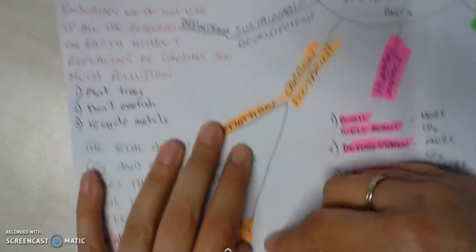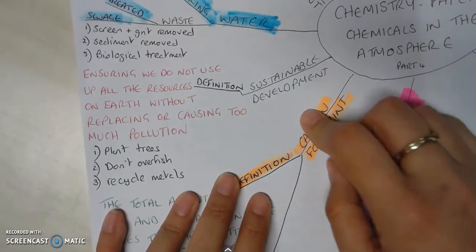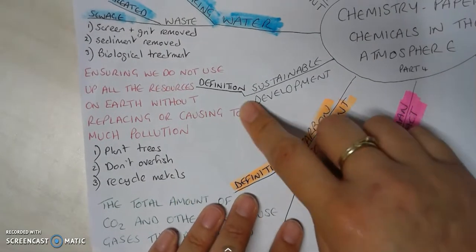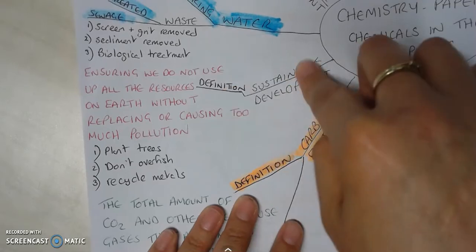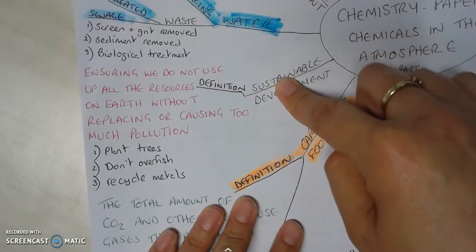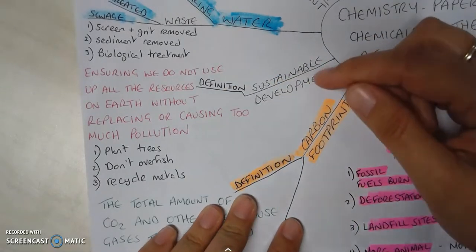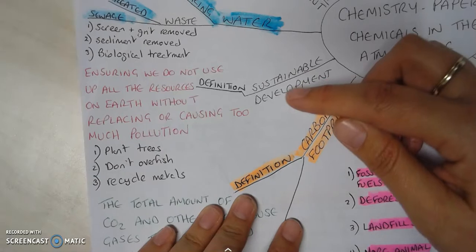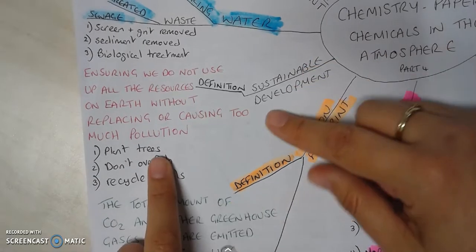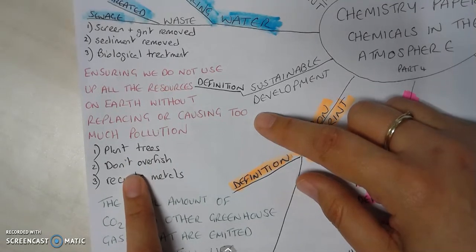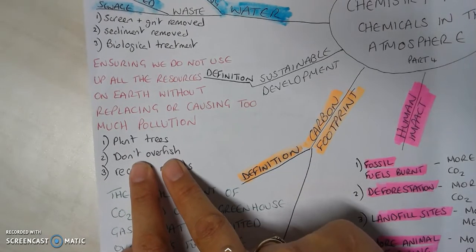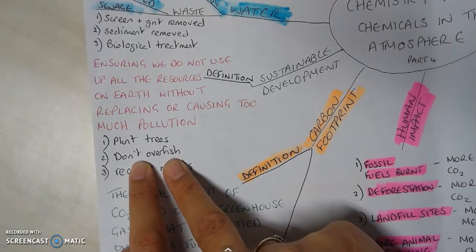If we look at sustainable development, this is something that we really need to pay attention to, because this is all about whatever we take out of the earth, we need to make sure that we're putting back in. So, for instance, every time we cut a forest down, plant new trees. Every time fishing takes place, we need to make sure we don't overfish in the seas.